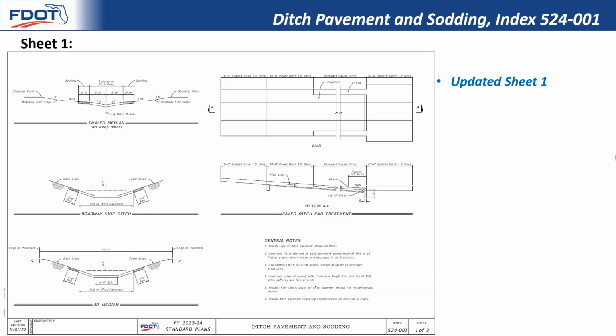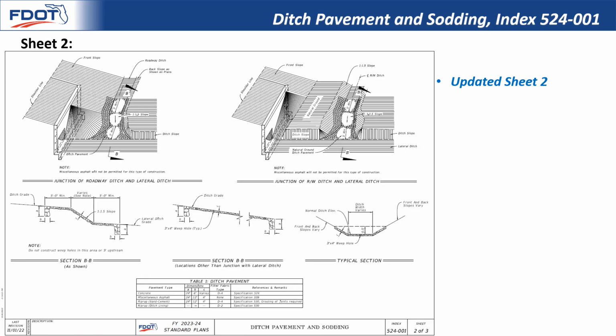Here is the final product for sheet 1. It's a much cleaner look with the duplicated notes deleted, and we merged other notes into the specifications. Same thing here with sheet 2. There was no real new data added. We just cleaned up the sheet and reorganized it.